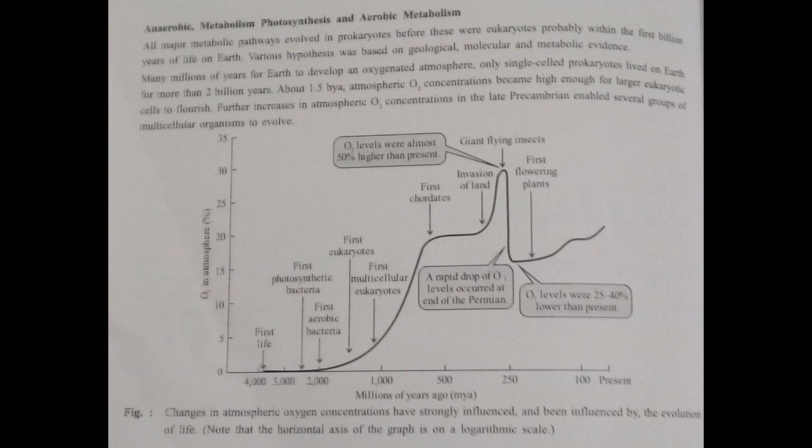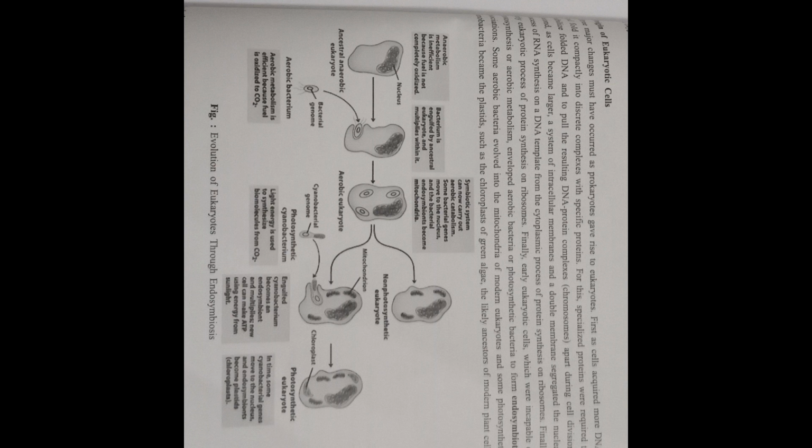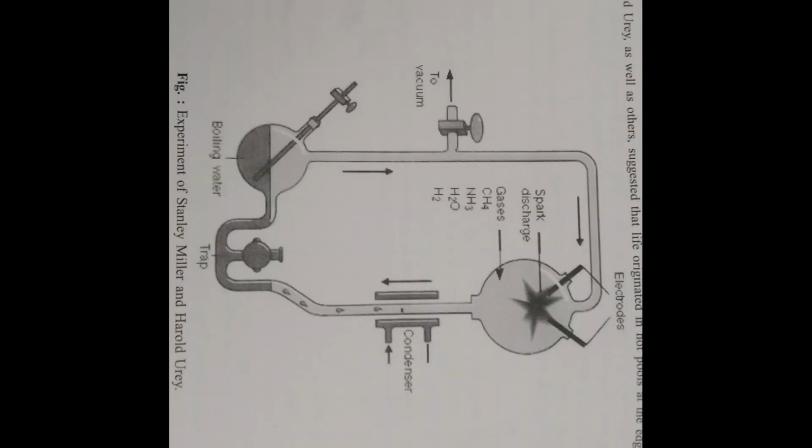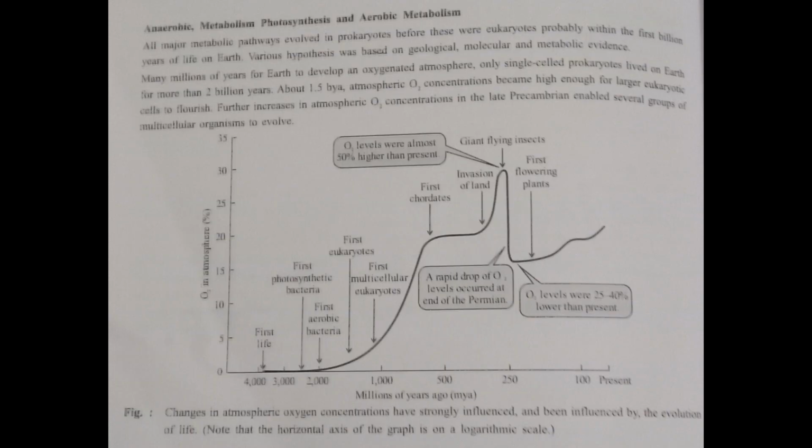Protobionts, aggregates of abiotically produced organic molecules, probably preceded living cells. Protobionts may have developed such capabilities as metabolism, excitability, and the ability to maintain an internal chemical environment different from their surroundings. Concept of Oparin and Haldane.